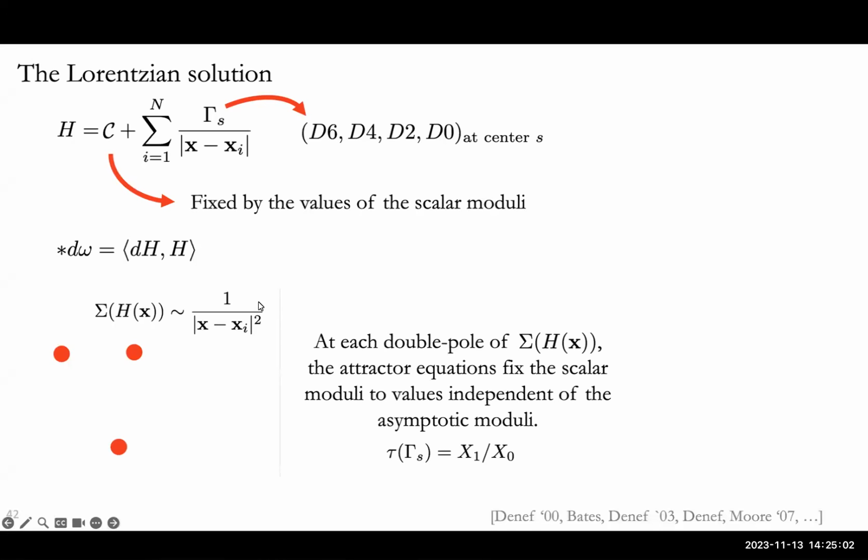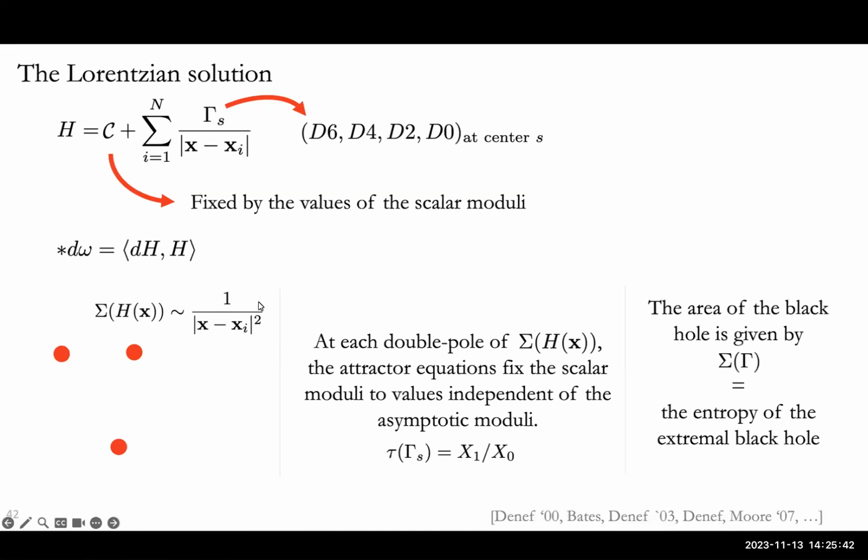And at each double pole of sigma, there's a set of equations called the attractor equations, which turn out to fix the scalar moduli to values that are independent of the asymptotic moduli. So for instance, if I study the case with one vector multiplet, I have two possible scalars in my theory. The ratio between them is a gauge invariant quantity, and exactly at the double pole of this function, it turns out that this tau only depends on the asymptotic charges, sigma, and is independent of this constant c tilde that came by fixing the moduli to different values.